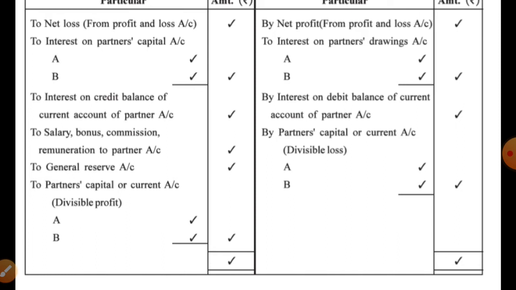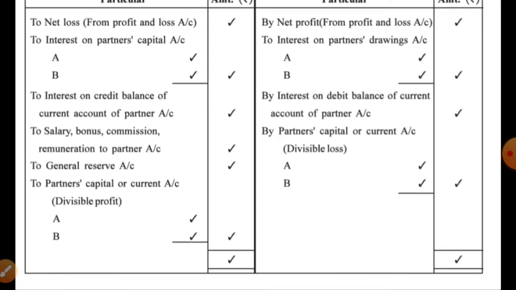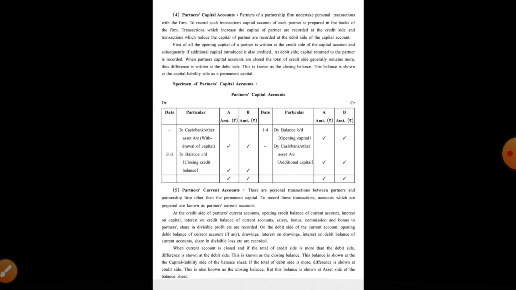Then whatever the divisible profit comes, that is to be distributed amongst the three partners, that is A, B and C, in the ratio of 3 is to 2 is to 1. Okay, so that was the topic that I wanted to explain of the P&L appropriation account.